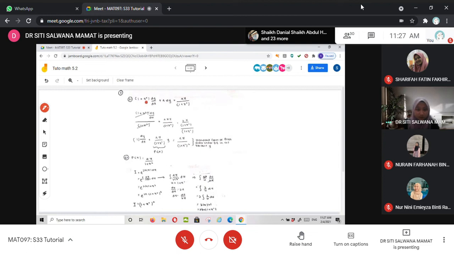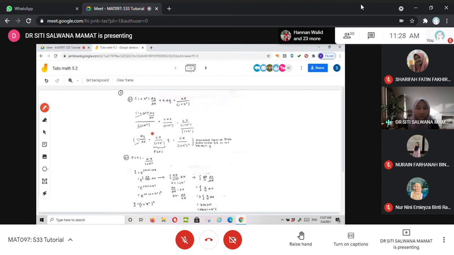So the first condition is that for dy over dx, the coefficient must be 1. So you divide each term by 1 plus x square, then you get this. Please make sure that on the right hand side, everything must be in terms of the independent variable x. Here our variable is x, so your function must be in x for the right hand side.